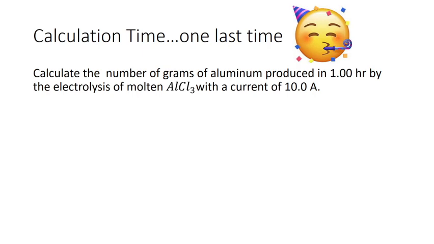And of course, since we are talking about all these numbers, no video would be complete without a sample calculation. So we're going to answer this question. We're going to calculate the number of grams of aluminum that could be produced in 1 hour by the electrolysis of molten aluminum chloride with a current of 10 amps.